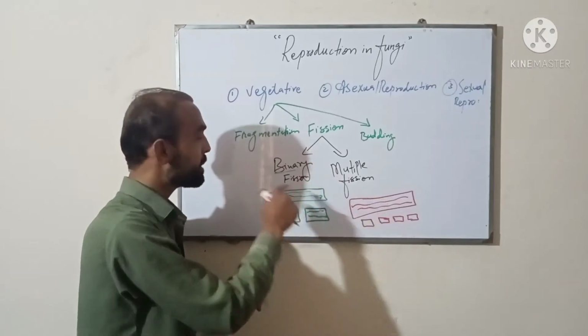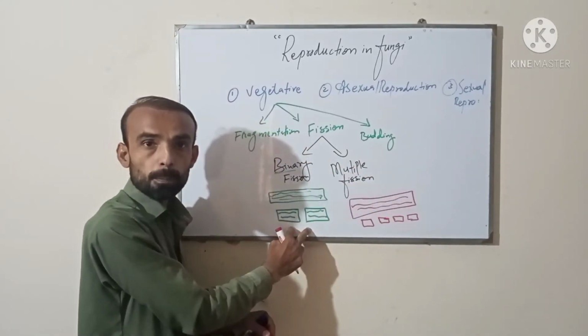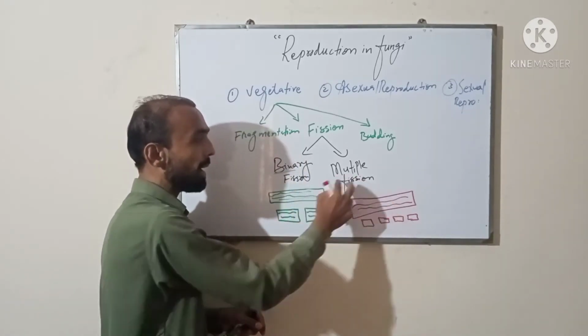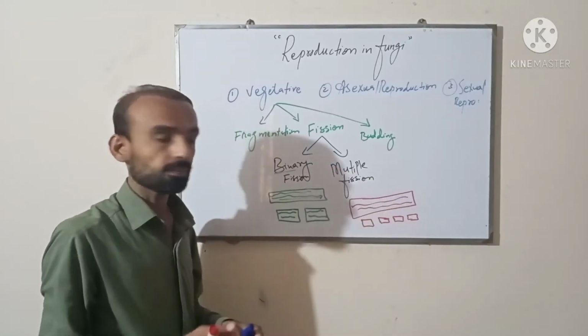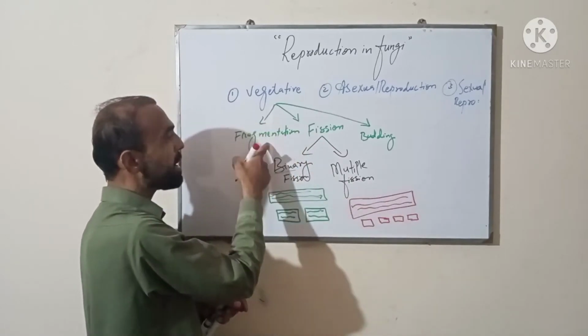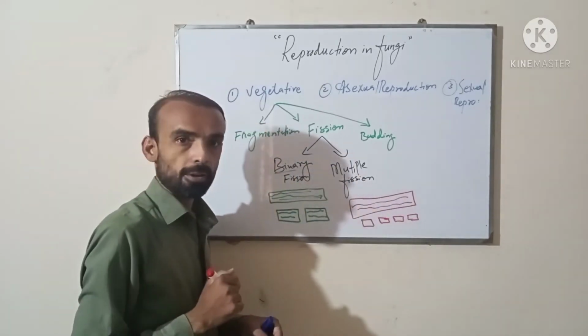The only difference between binary fission and multiple fission is that binary fission produces only two daughter cells, and multiple fission produces many small daughter cells, many fragments. But this is known as fragmentation, and multiple fission is a small difference.